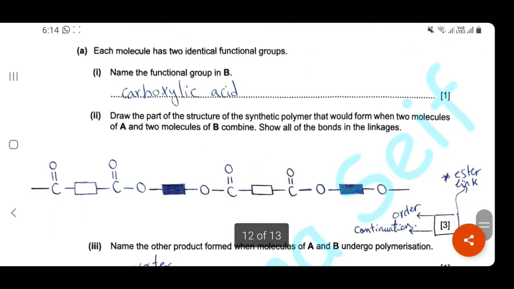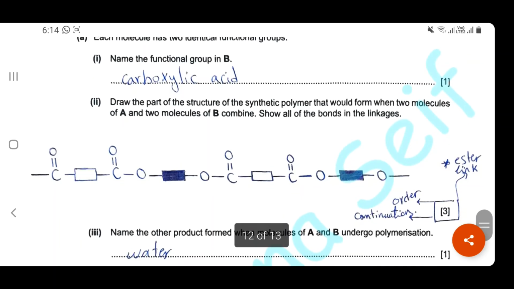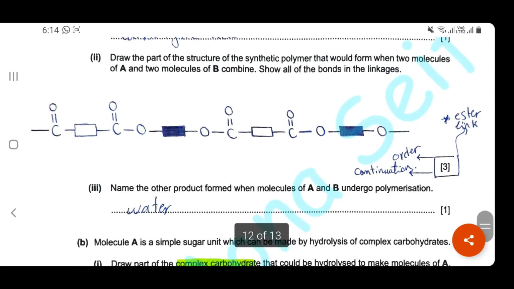Here, second one, draw part of the structure of the synthetic polymer that would form when the 2 molecules A and B combine. Show all bonds in the linkage. This drawing is for 3 marks. 1 mark for the correct ester linkage, the second mark for the correct order of the polymers, and the third mark will be for continuation of the polymer. You have to draw 2 bonds open, 1 from each side, to show continuation of this polymer.